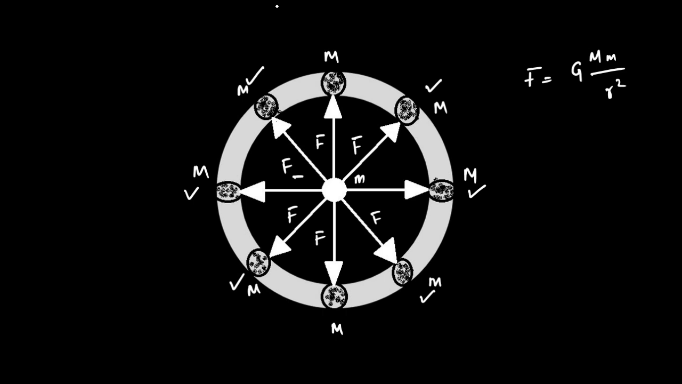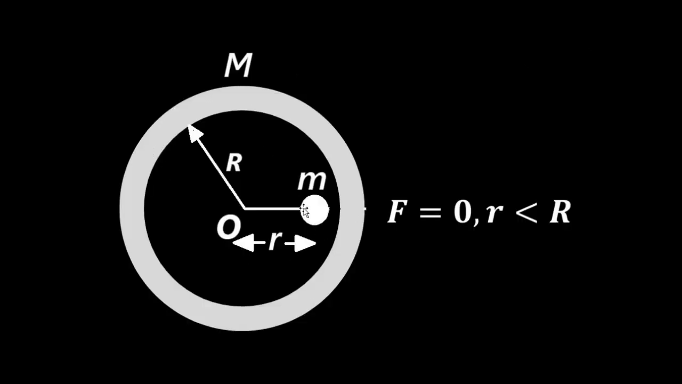Exerting equal forces in opposite directions, they will cancel each other out. Now the same principle is applicable if the point mass is present anywhere. The vertical and horizontal forces will always cancel each other out, and the net force acting on the spherical shell will be 0 when the point mass is present inside the shell. This is only applicable for a spherical shell.